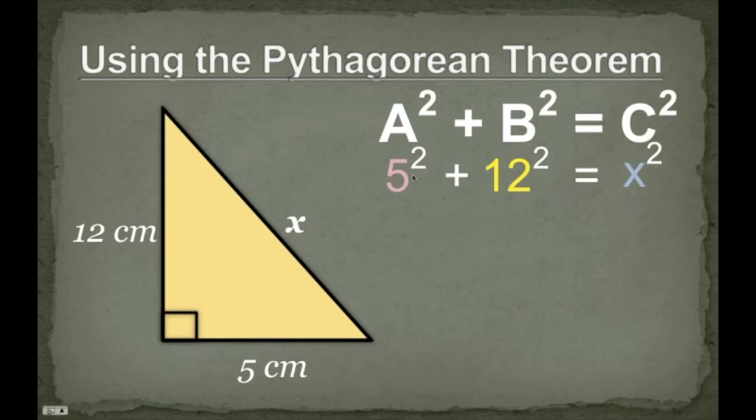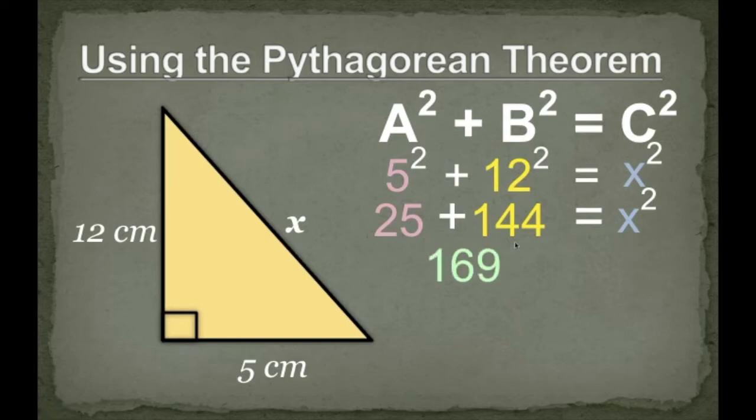Well, first of all, what's 5 squared? That's just 5 times 5, which is 25. What's 12 squared? That's 12 times 12, which is 144. And x, I don't know what it is, so I'm just going to bring that down, and then I bring down my symbols. So now I've got 25 plus 144 equals x squared. So now I can add on this side, 25 plus 144, and when I add that, I'm going to get 169. And here I still have x squared, so I'll bring down x squared, and I'll bring down my equal sign.